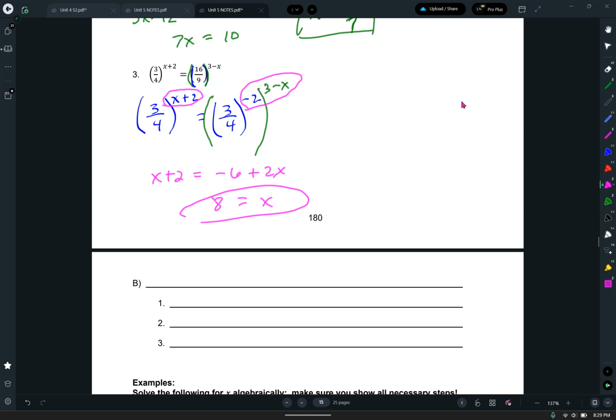Okay, so that's the first kind of solving exponential equations where you have the same base. So like I said, we're going to do this section 5.3 in 2 separate videos. So this is the first half of 5.3.